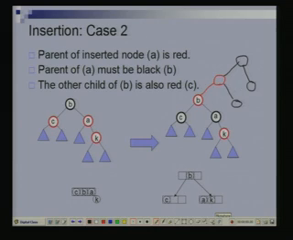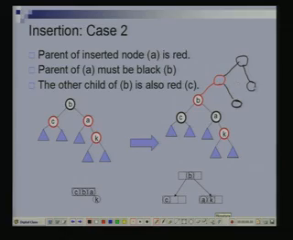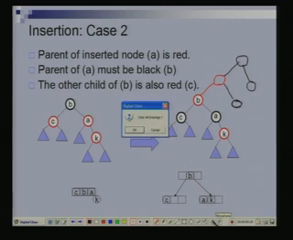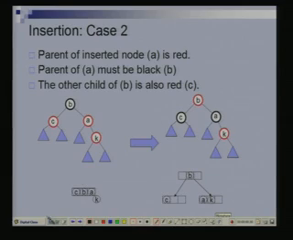Right? So, it is not this guy we are worried about, please remember. If you look at the previous case, we looked at the parent node's sibling, whether it is red or black. And so, it is this node whose color we are worried about, and this node can still be red or black. Okay.